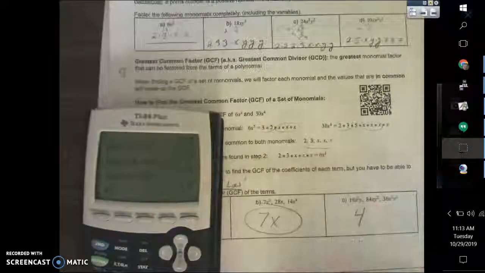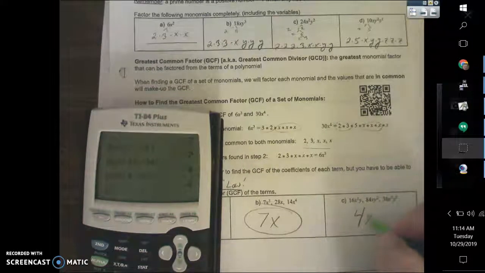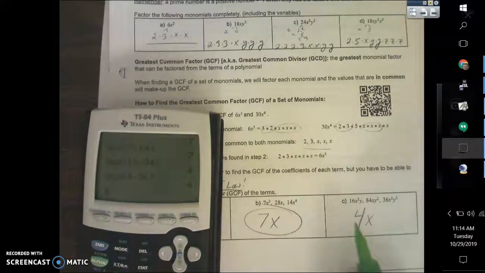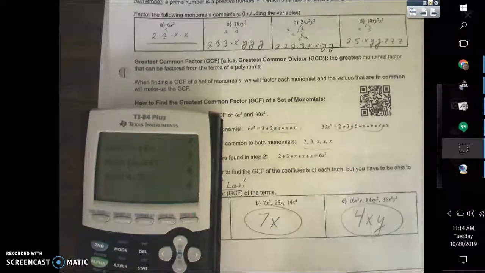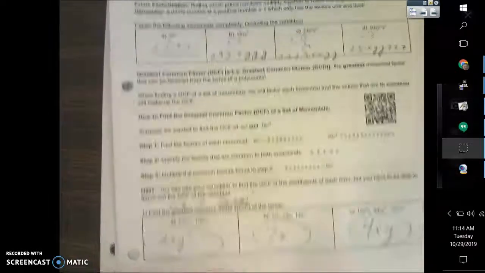Now let's look at our variables. X to the second, x to the first, x to the second. What's the lowest one? X to the first. Y squared, y squared. The lowest one is y. All good. So GCF, we go low.